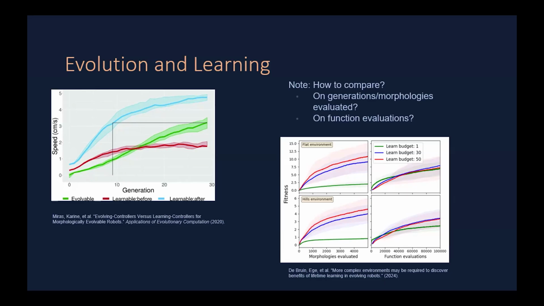And then you see, if you compare the green line, which is without learning, and the blue and red lines, which is with learning, but two separate learning budgets. If you compare over morphologies evaluated or generations, yes, the benefit of learning is very clear, but compared over function evaluations, this benefit becomes much less.